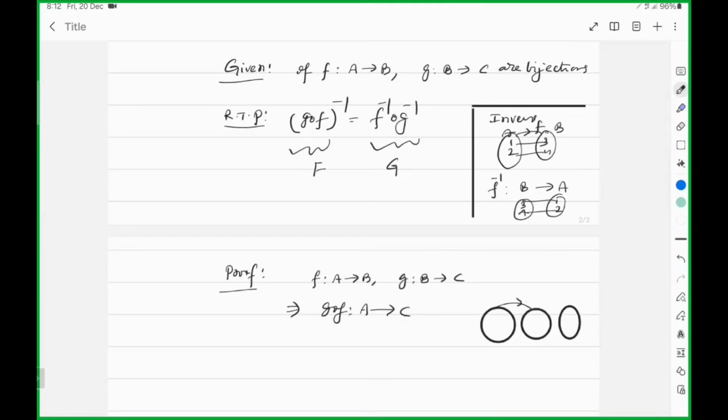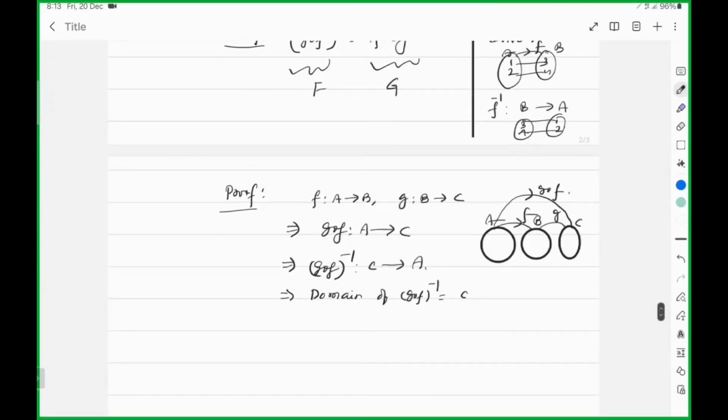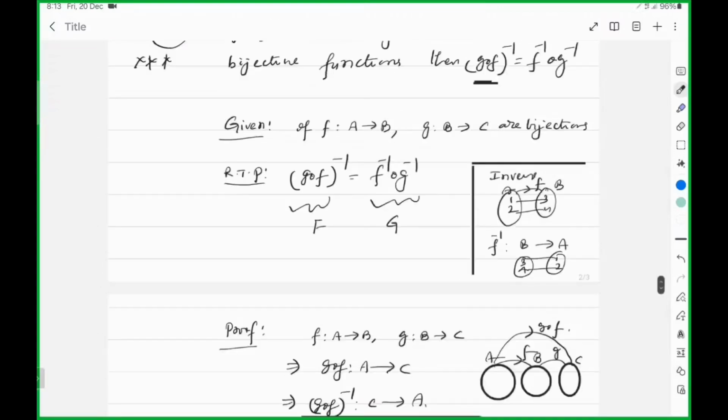Here it is F, here it is G. F is from A to B, then G circle F will map from A to C, which implies (G circle F) inverse will map from C to A, which implies the domain of (G circle F) whole inverse is C. So I found only till now the domain of the left hand side function.